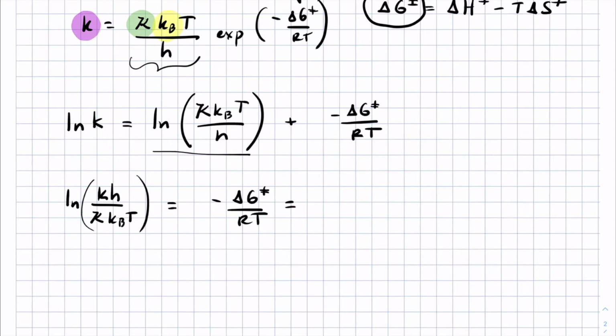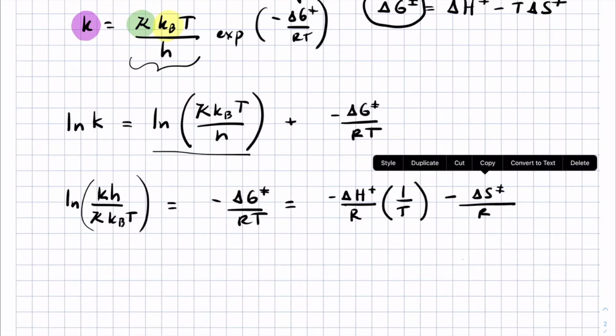And then if we split that delta G up into minus enthalpy over R times 1 over T, and you've got minus T delta S over RT. The T's cancel, so I'm just going to erase them and move that delta S over.